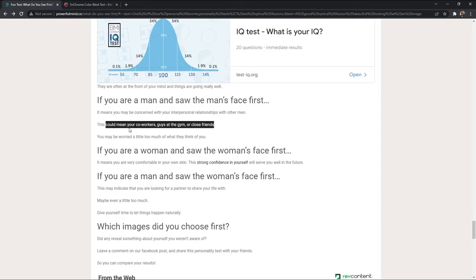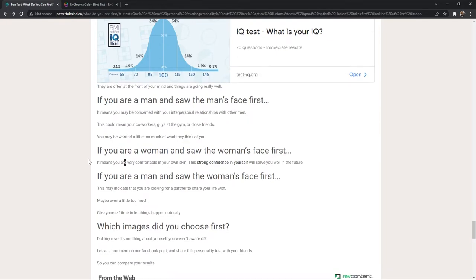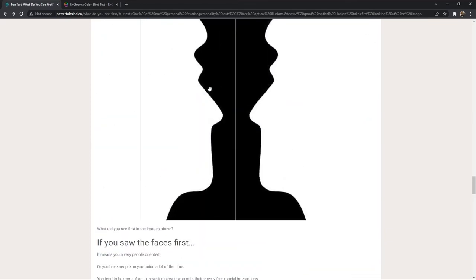You may be a little too... Ah! My phone! Sorry, I dropped it on my keyboard. Maybe a little worried too much of what they think about you. If you're a woman and you saw the woman's face first, it means you're very comfortable in your own skin. And what? Wait, why if a man sees a man, they're not comfortable, and if a woman sees a woman, they are comfortable? Wait, who wrote this?